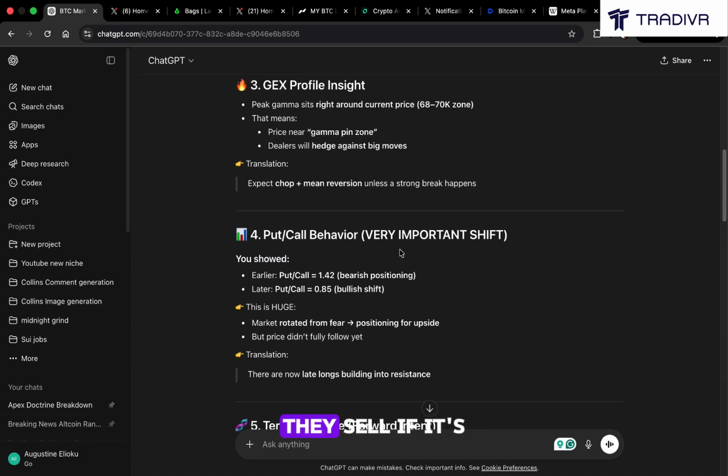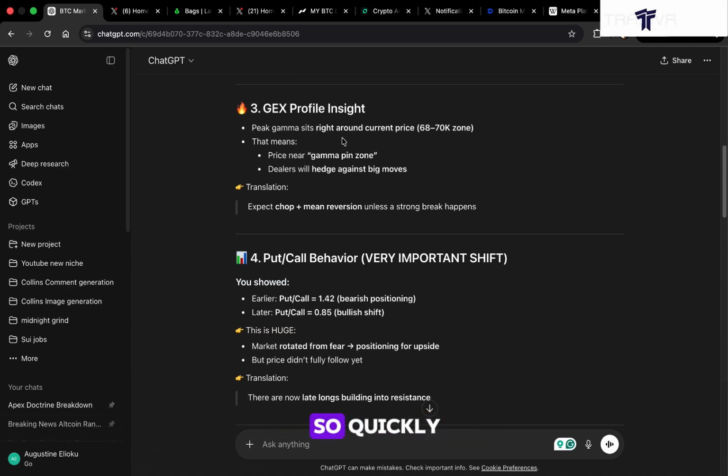So quickly, let's go to the gamma profile. Now I said peak gamma sits right around current price. That means price is near this gamma pin zone, the last zone they hedge against moves. So if market goes up, they are going to sell. If market goes down, they are going to buy. That's what is currently happening right now in the long gamma zone, when they are long gamma.